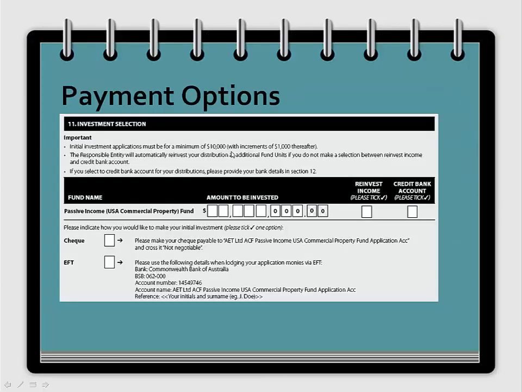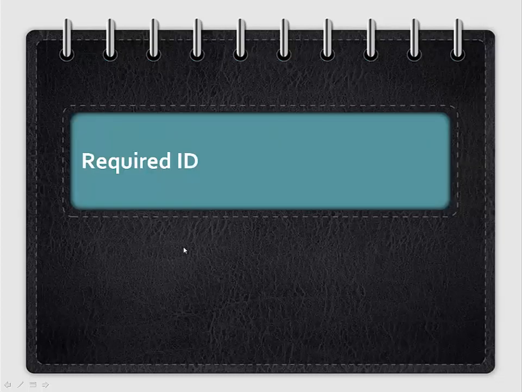So your payment options, just to cover them again, you can either pay by check, if so, AET Limited as custodian for ACF, the Passive Income USA Commercial Property Fund application account. Sorry, it's such a mouthful. Or alternatively, EFT to this account with this description, and make sure that you put down your name so that we can track it.